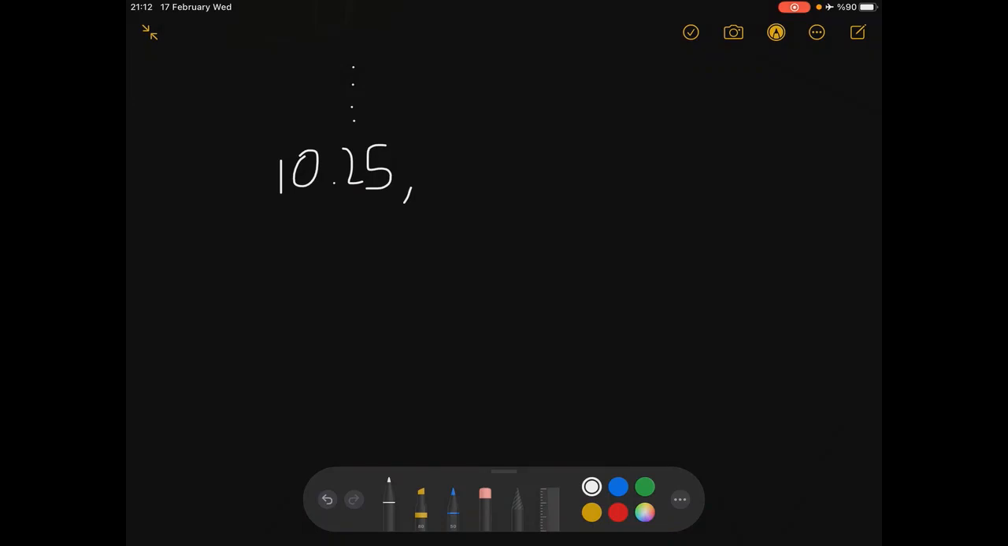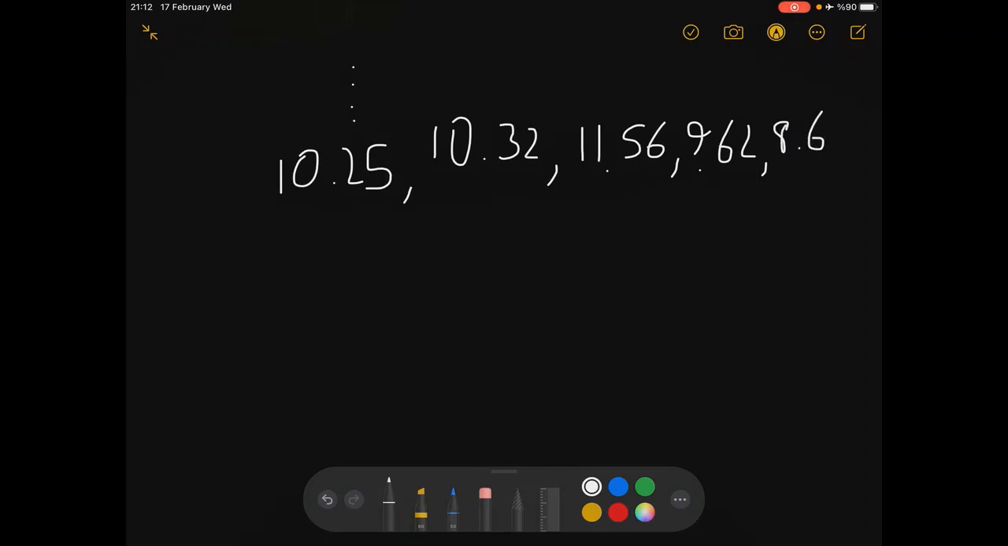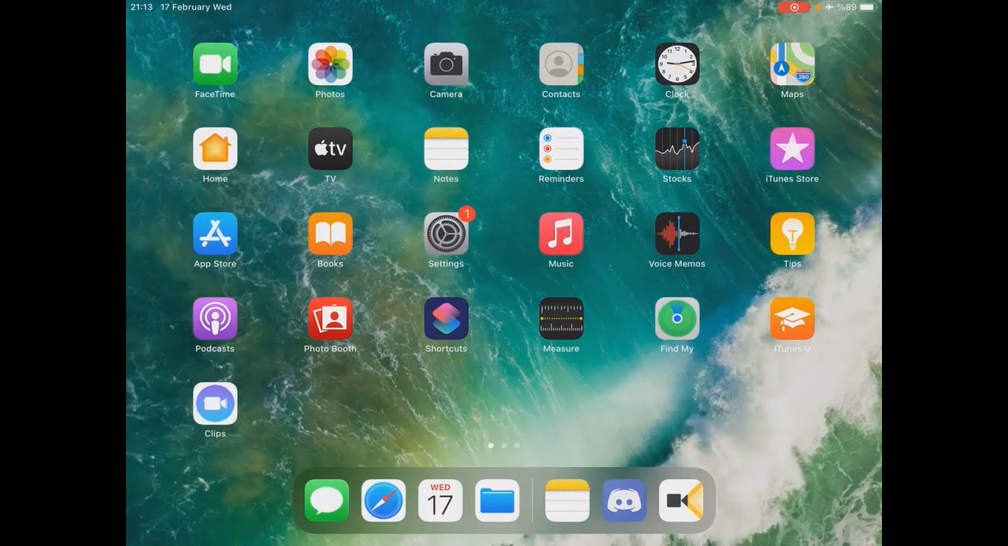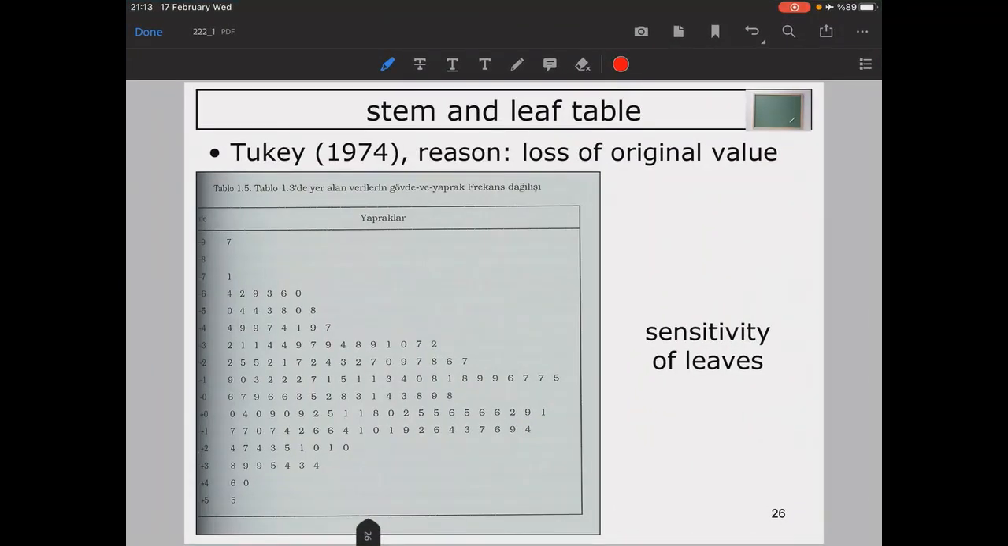Suppose that your data was something like this: 9.72 and 8. Now you will again have a stem like this, 8, 9, 10, and so on, but now your leaves will be in 0.1 sensitivity, right? So then you will write them, for 8 it's 6 and 6 and so on. But this time it is 0.1 sensitivity. You need to identify this. Okay, this is the idea about the stem and leaf table and the sensitivity of leaves.